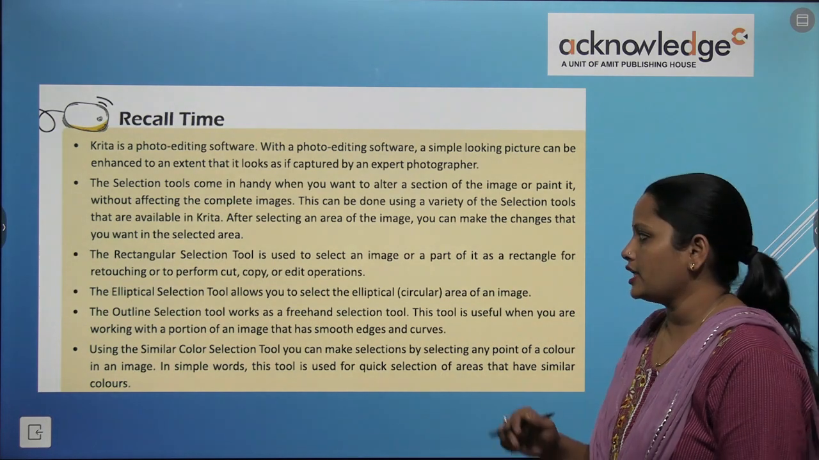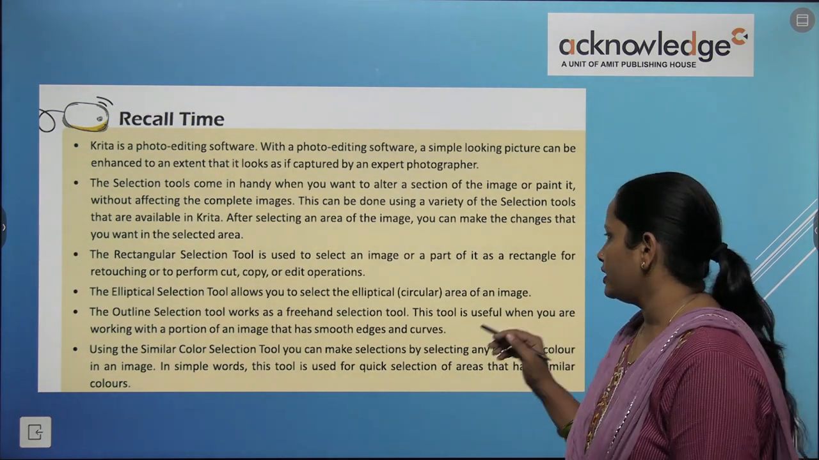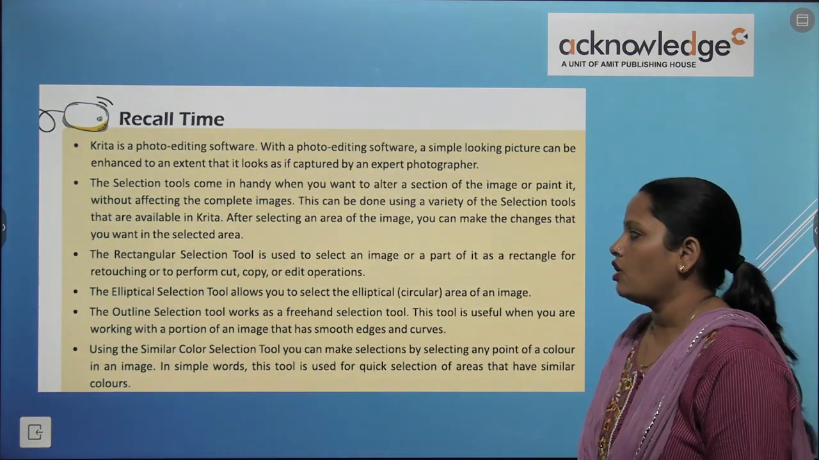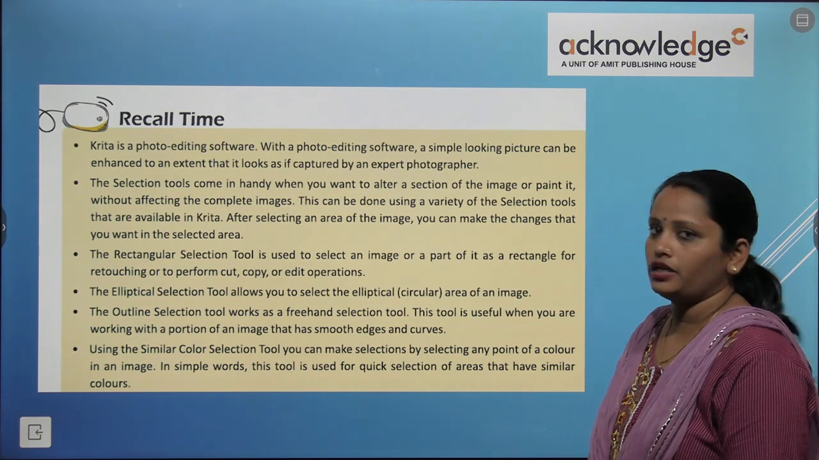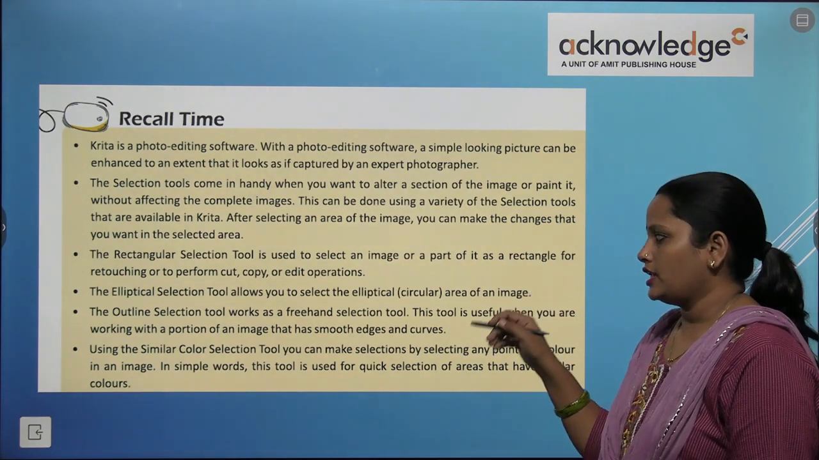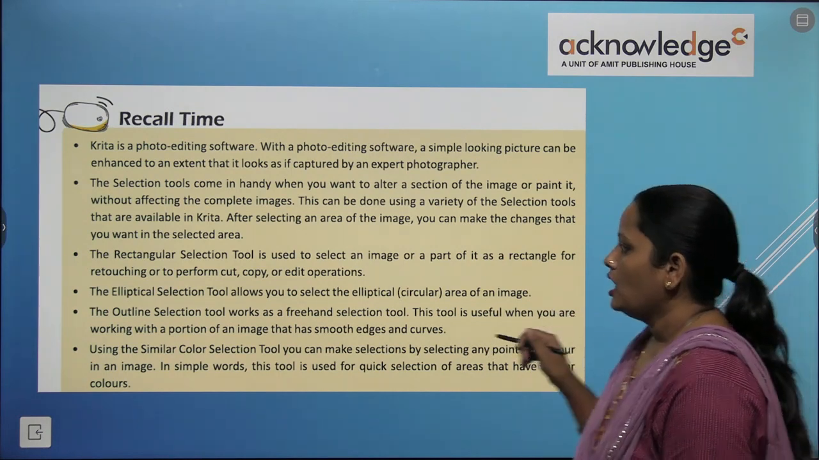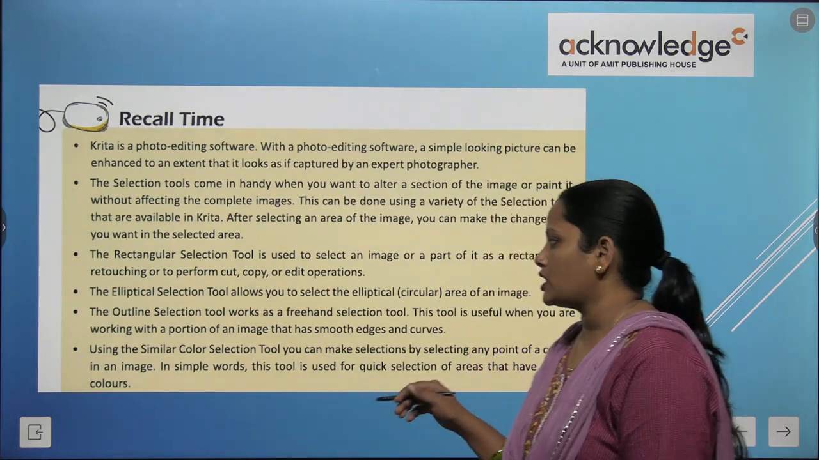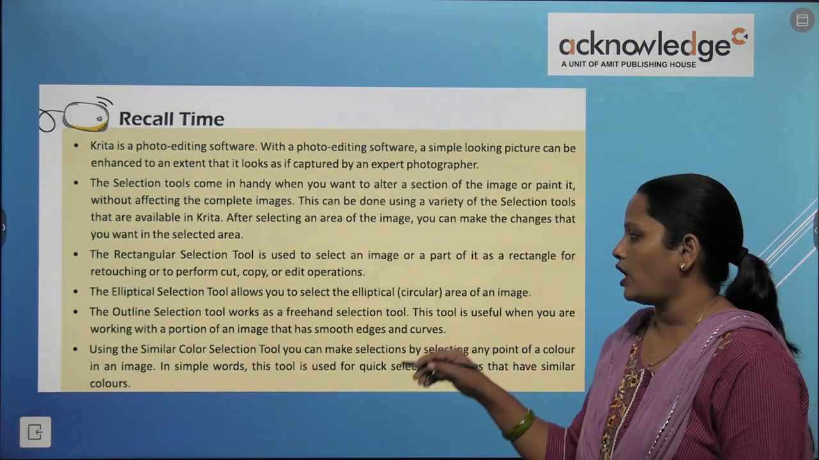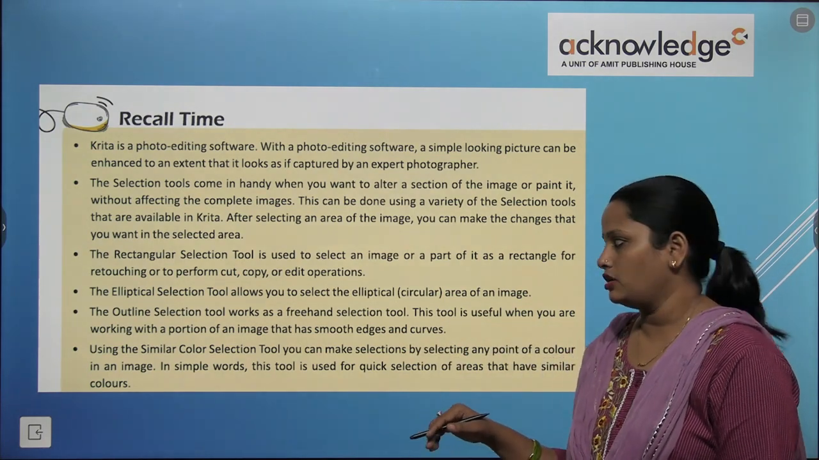The rectangular selection tool is used to select an image or a part of it as a rectangle for retouching or to perform cut, copy or edit operations. The elliptical selection tool allows you to select the elliptical area of the image. Outline selection tool works as a free hand selection tool. This tool is used when you are working with a portion of the image that has smooth edges and curves.